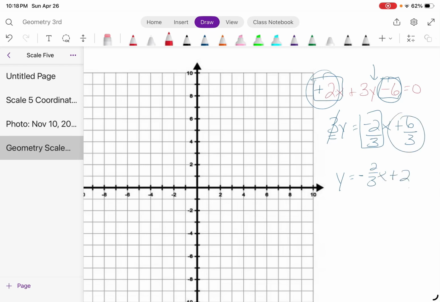This graph is going to cross at a positive 2. Since it has a negative slope, it'll be a downhill line. So if we want to go up 2, we'll have to go 1, 2, 3 to the left to make sure it's downhill. If we want to go down 2, we'll go 1, 2, 3 to the right, again to make sure it's downhill. We connect our dots, and that's the graph of our line.